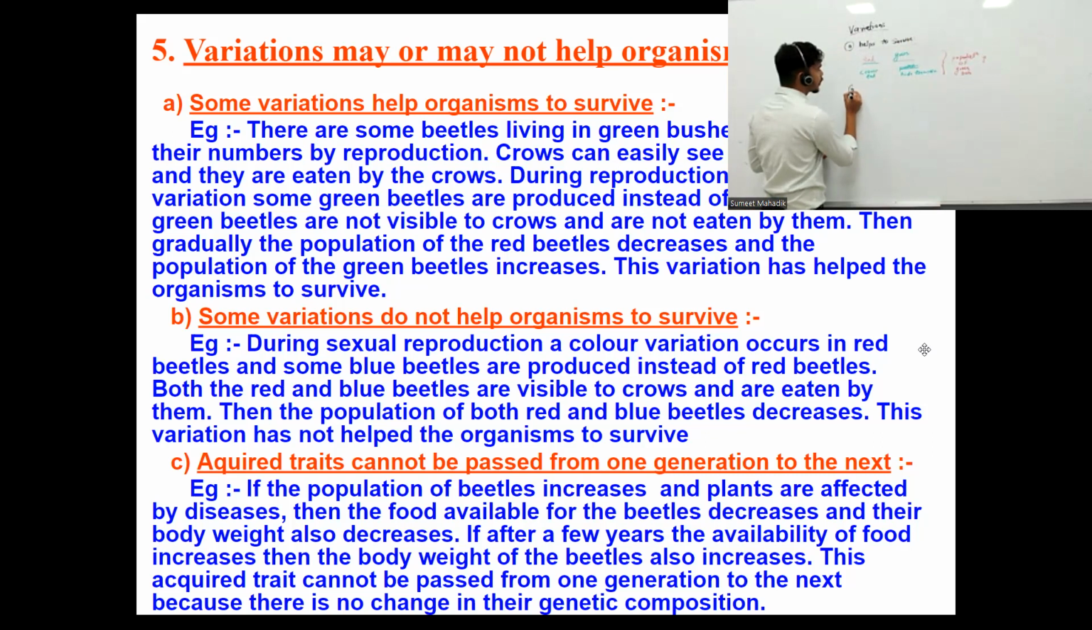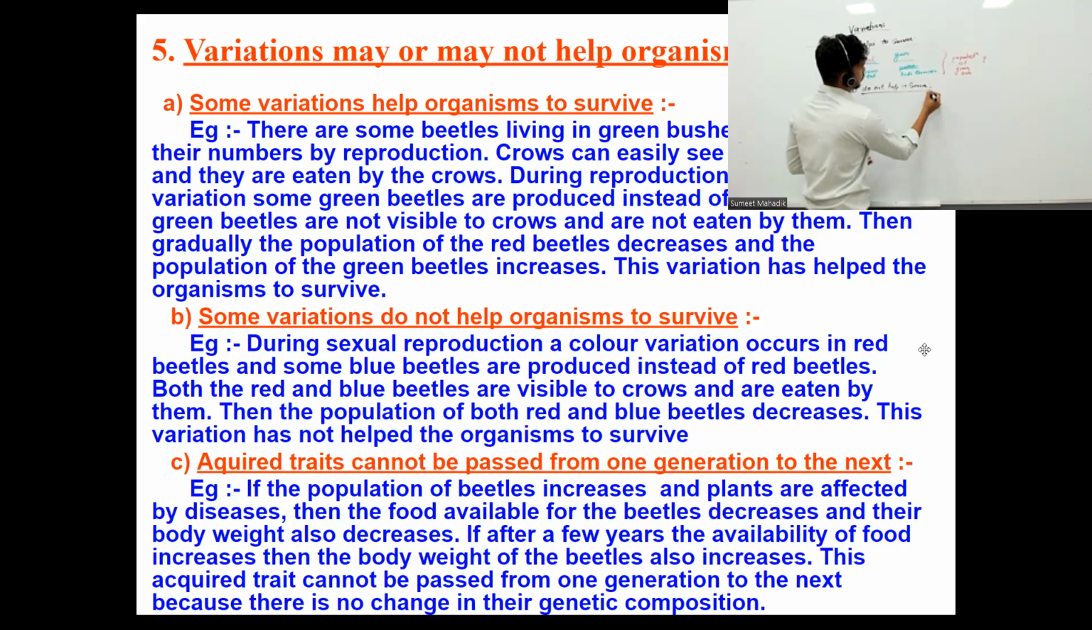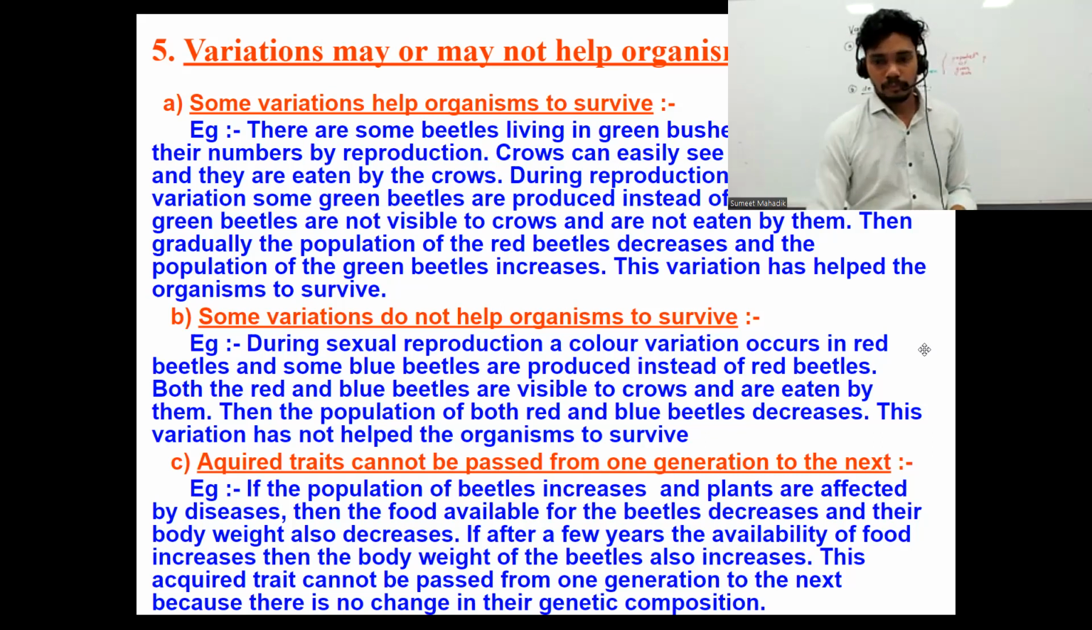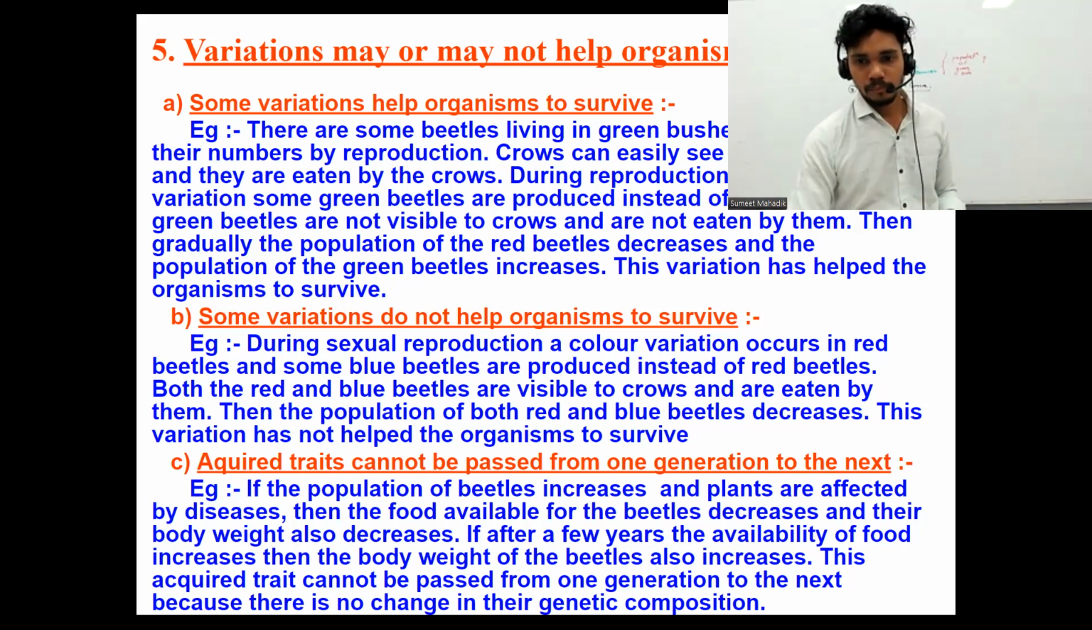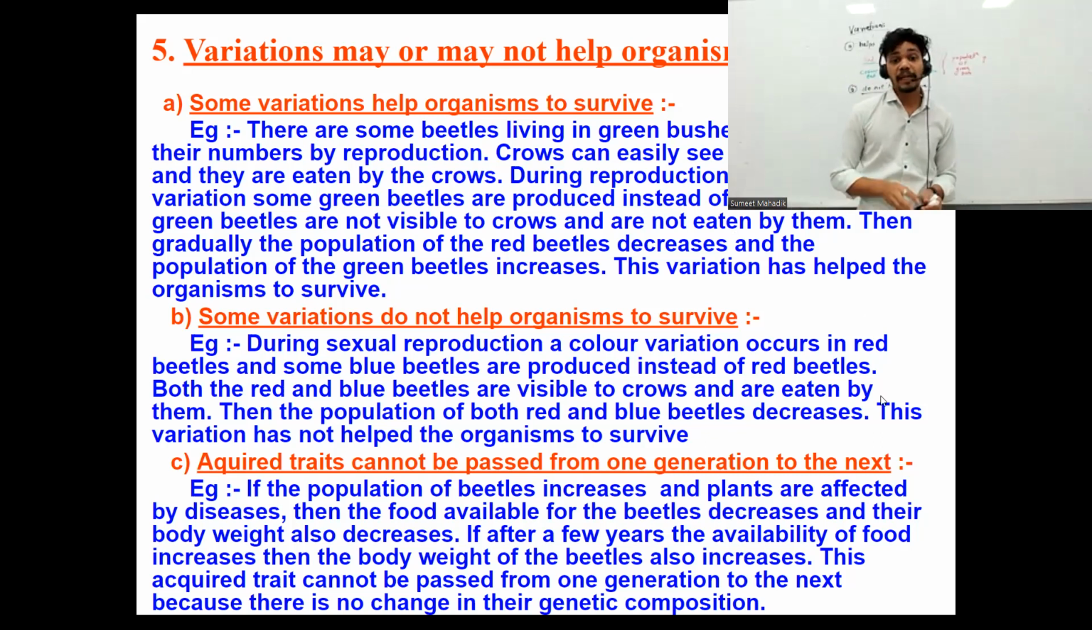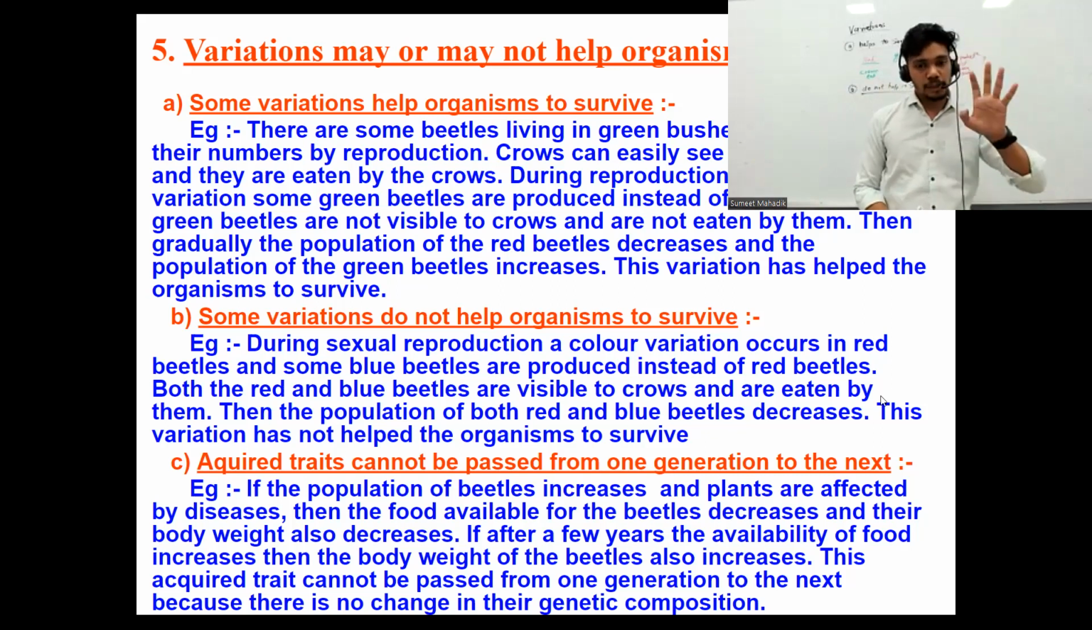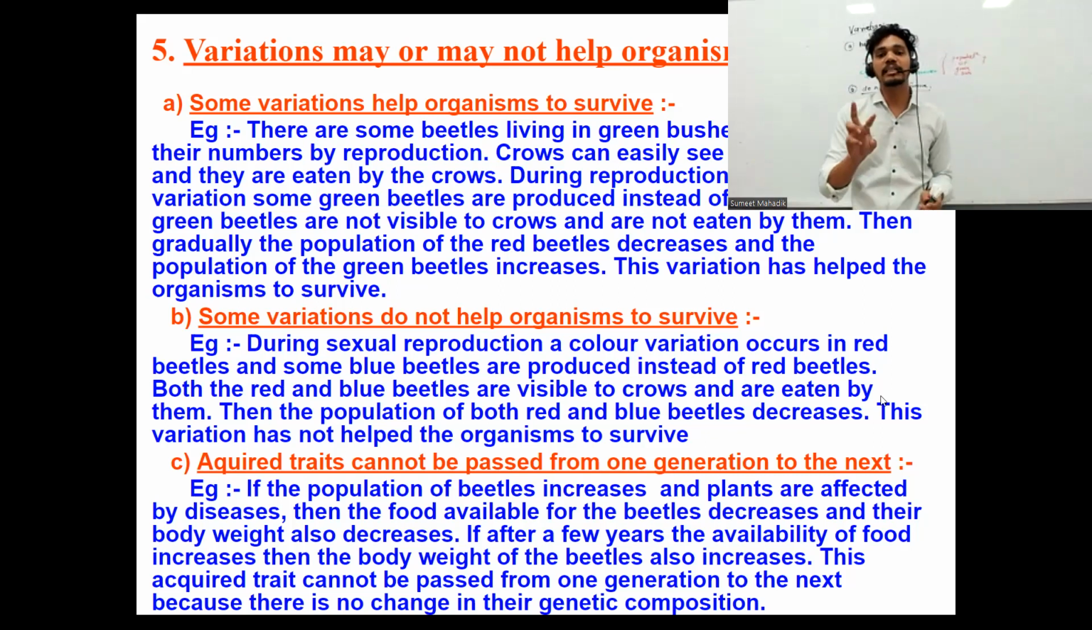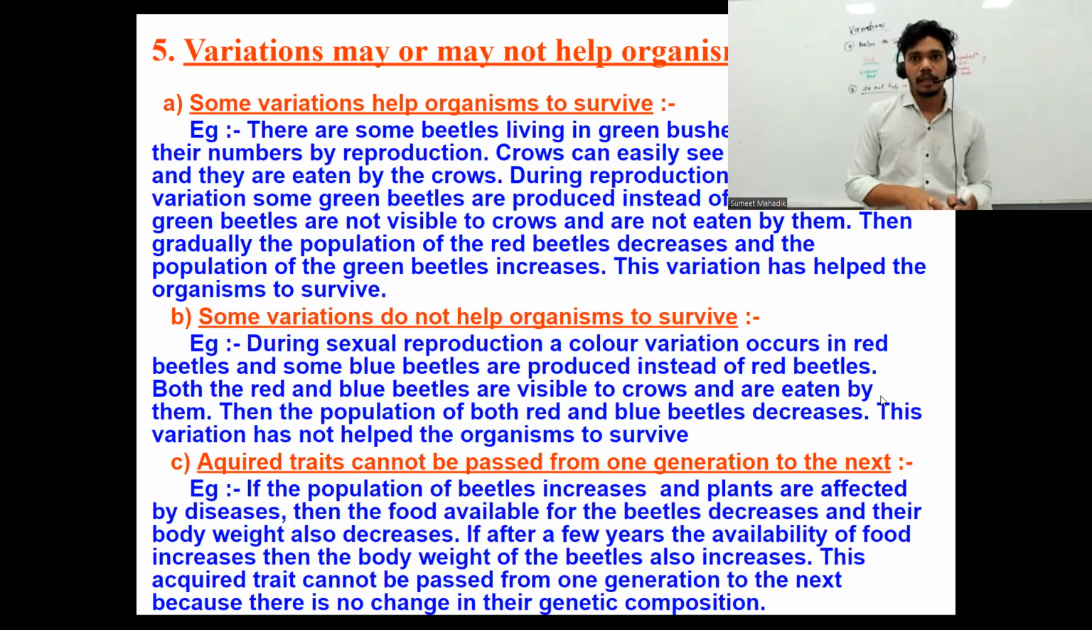But there are some variations that do not help in survival. So what are they? Let's study. Okay, some variations do not help organisms to survive. What's that? Let's see here. During the sexual reproduction, a color variation occurs in the red beetles. Now, what is going to happen?